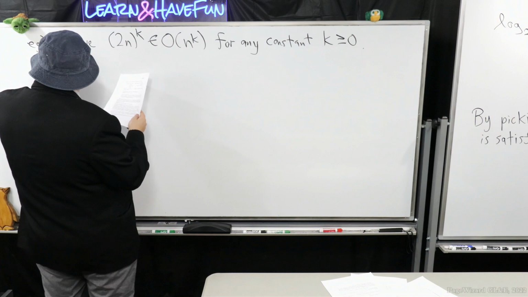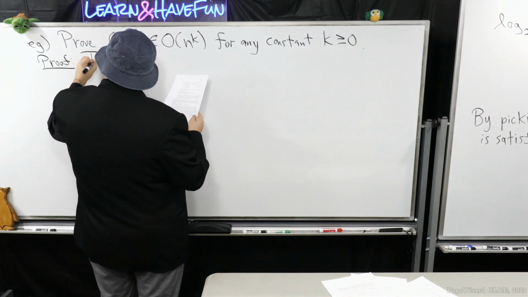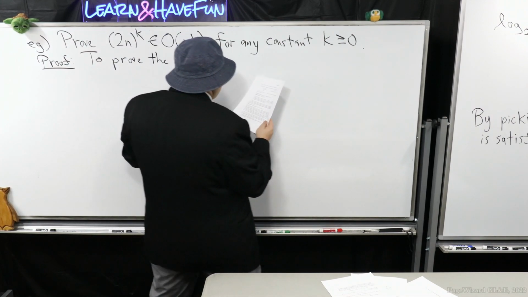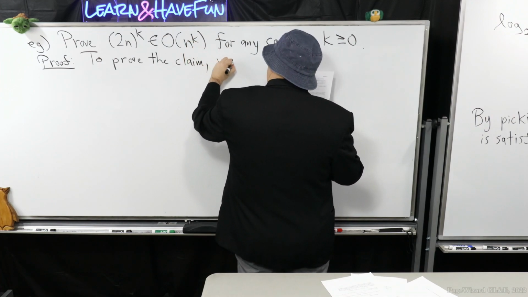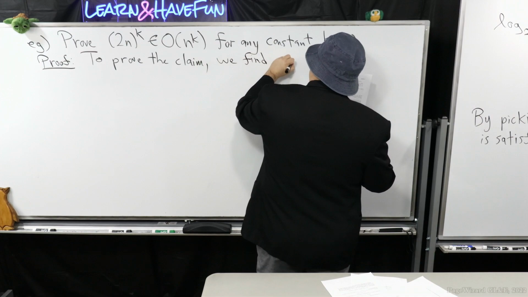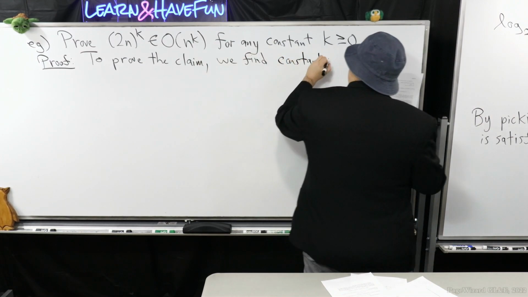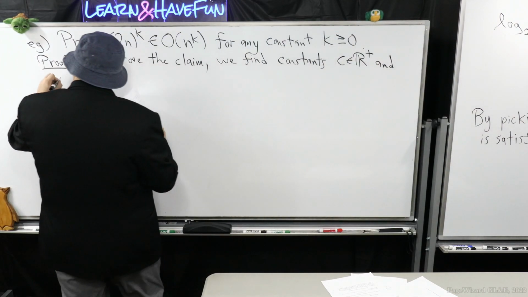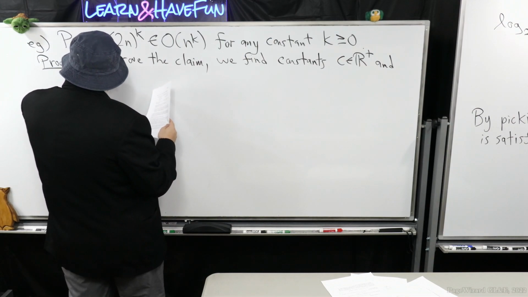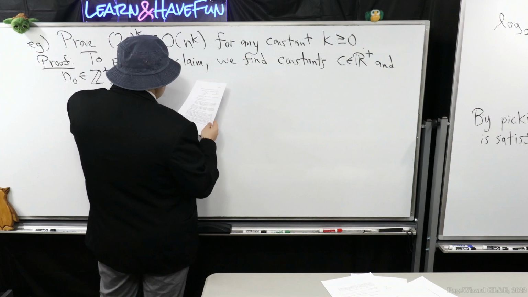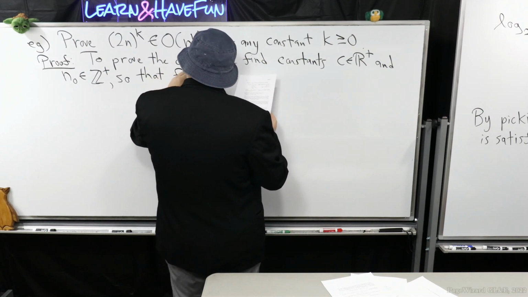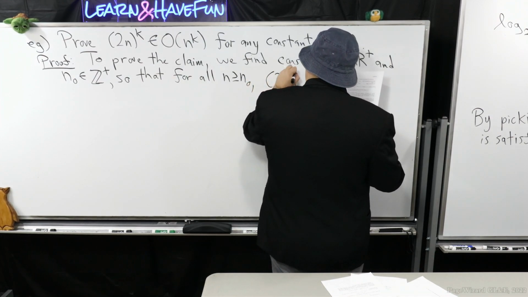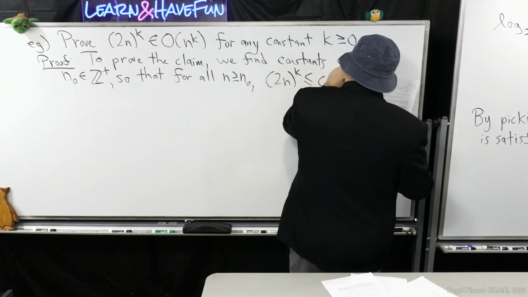So here's the proof. We're just going to walk through the same process again. To prove the claim, we find constants: a constant c, which is a positive real number, and n0, which is a positive integer, so that for all n greater or equal to n0, 2n to the power of k is less than or equal to c times n to the power of k.